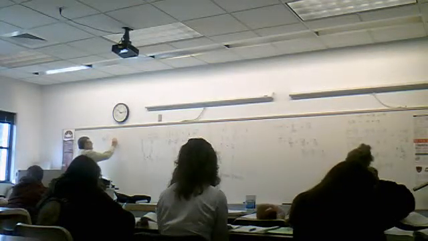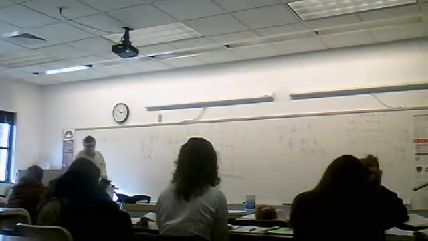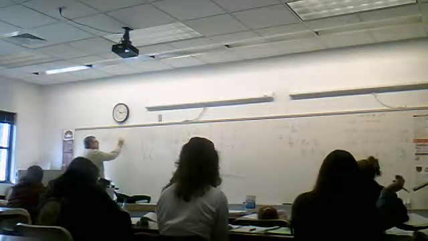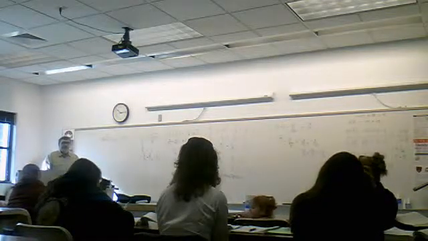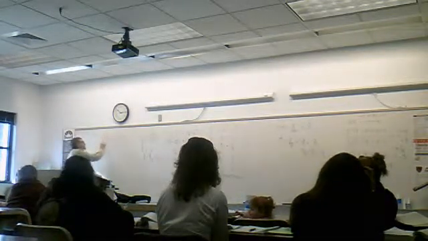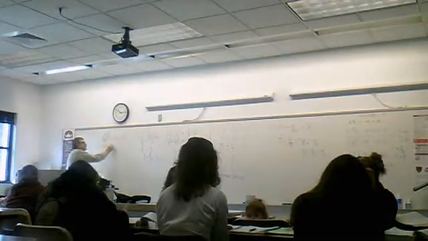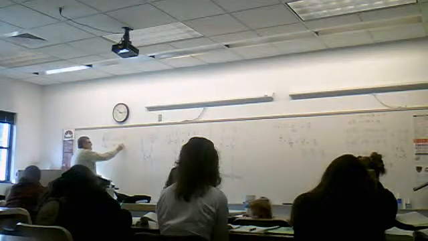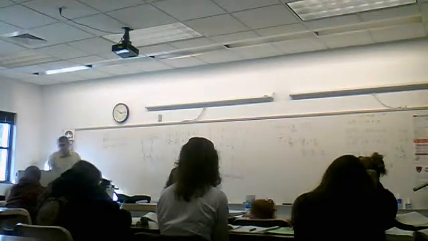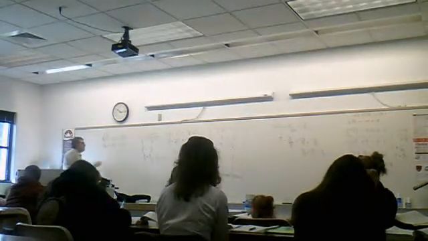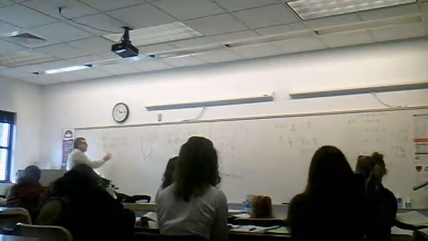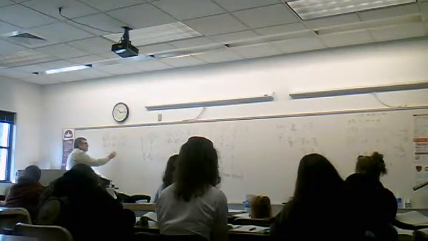Okay, 4 divided by negative 4, and it's in parentheses. So I got to do that square first, right? So what's 6 squared? 36. So this is negative 36. Alright, now what do I do? Division. What's 24 divided by negative 4? Negative 6. And what's negative 36 plus negative 6?